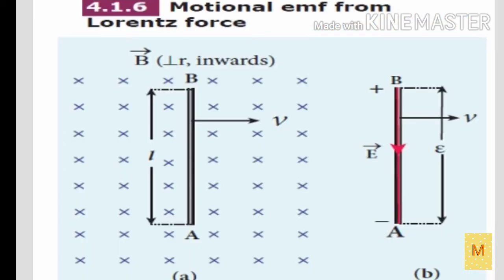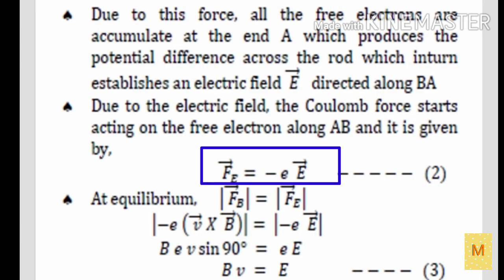Due to this force, all the free electrons accumulate at the end A, which will produce a potential difference across the rod, which in turn establishes the electric field E vector directed along the direction BA. Due to this electric field, the Coulomb force will start acting on the free electron along the direction AB, and it is given by the equation F_E vector is equal to minus e into E vector. This is equation number 2.